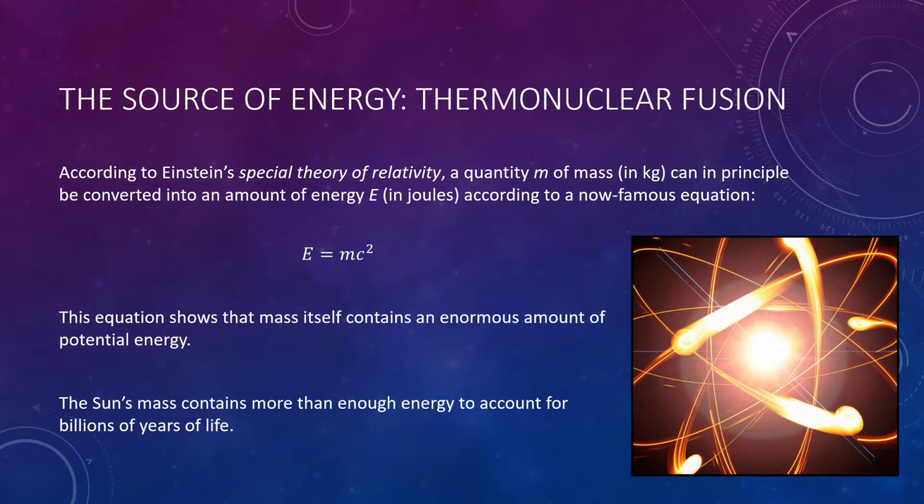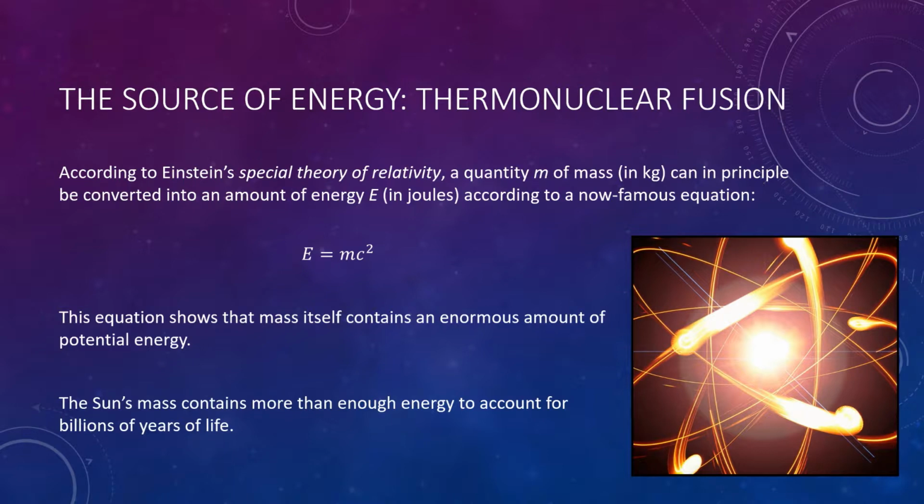So then what is the source? Well, with both chemical processes and gravitational contraction ruled out as possible explanations for why the sun shines, scientists were at a loss. There was no known way that an object the size of the sun could generate so much energy for billions of years. A completely new type of explanation was needed, and it came with Einstein's publication of his special theory of relativity in 1905.